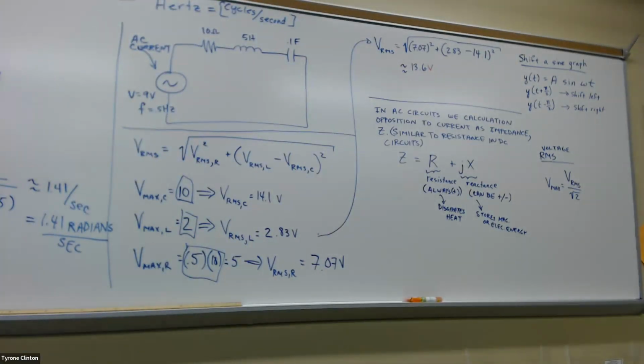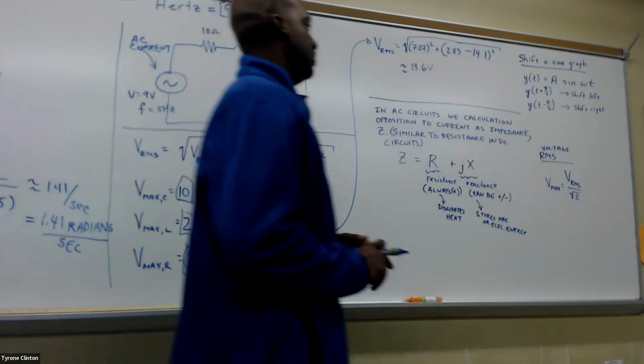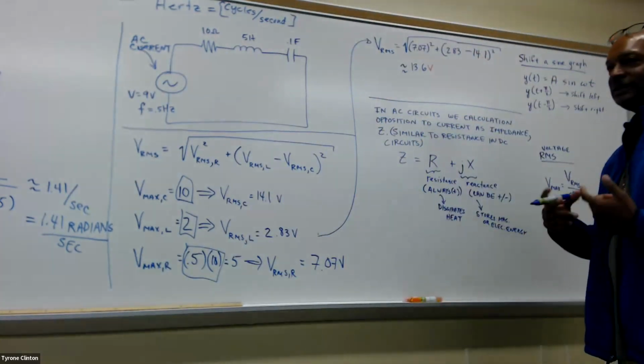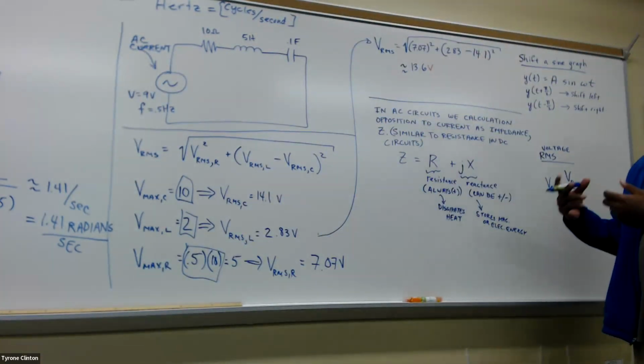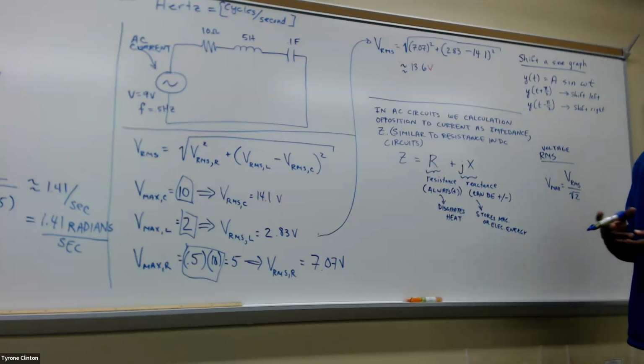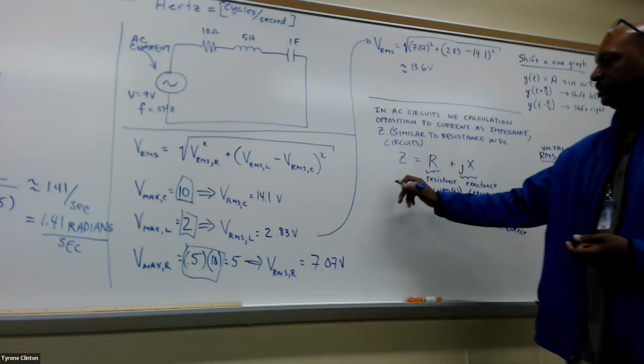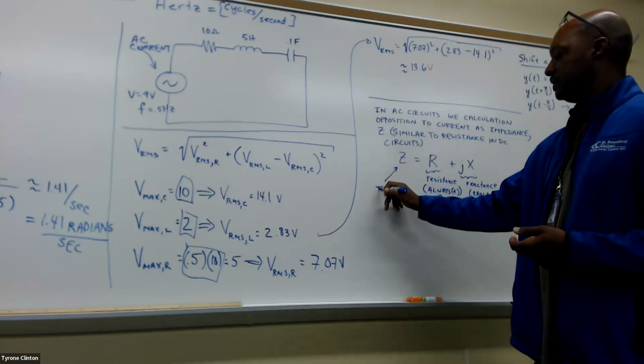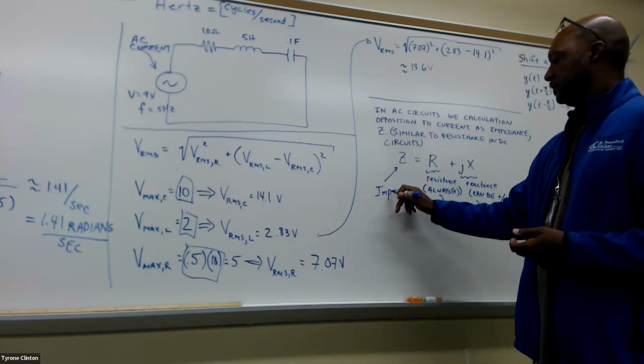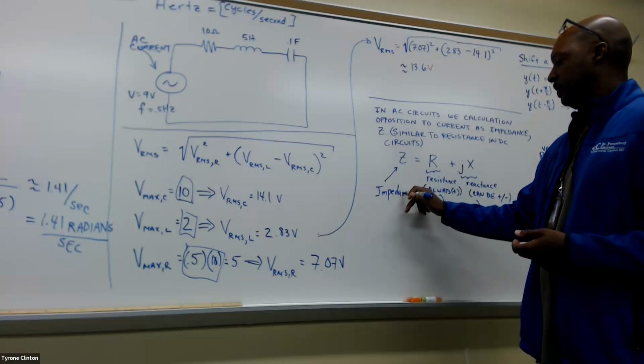Now, in AC circuits, we have to talk verbiage a little bit differently. So in an AC circuit, as opposed to in a DC circuit, we're not going to talk about resistance per se. We're going to talk about something called impedance. So Z is considered as our impedance.